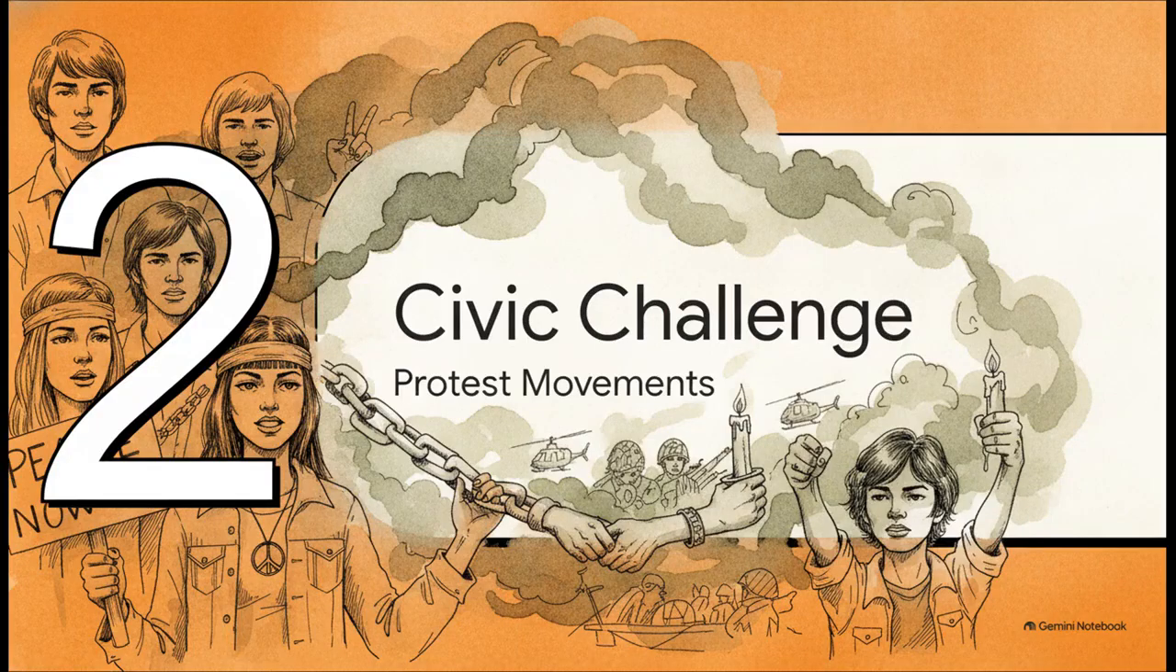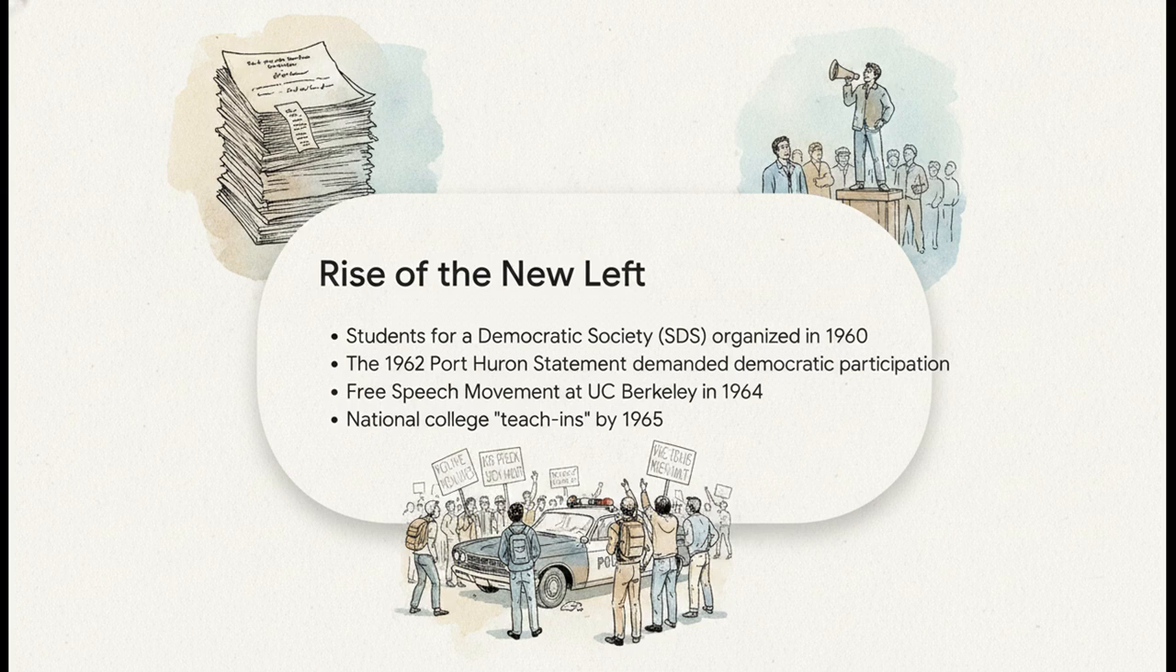Section 2. Civic Challenge and Protest. Now, you might be wondering, who exactly were these protesters? Well, a massive social movement was defining the era, led primarily by young people, the baby boomers, who were stepping up to challenge the traditions of their parents' generation. Campuses became the absolute epicenters for this civic challenge. You had the rise of the New Left, which was an activist movement seeking sweeping social reforms.